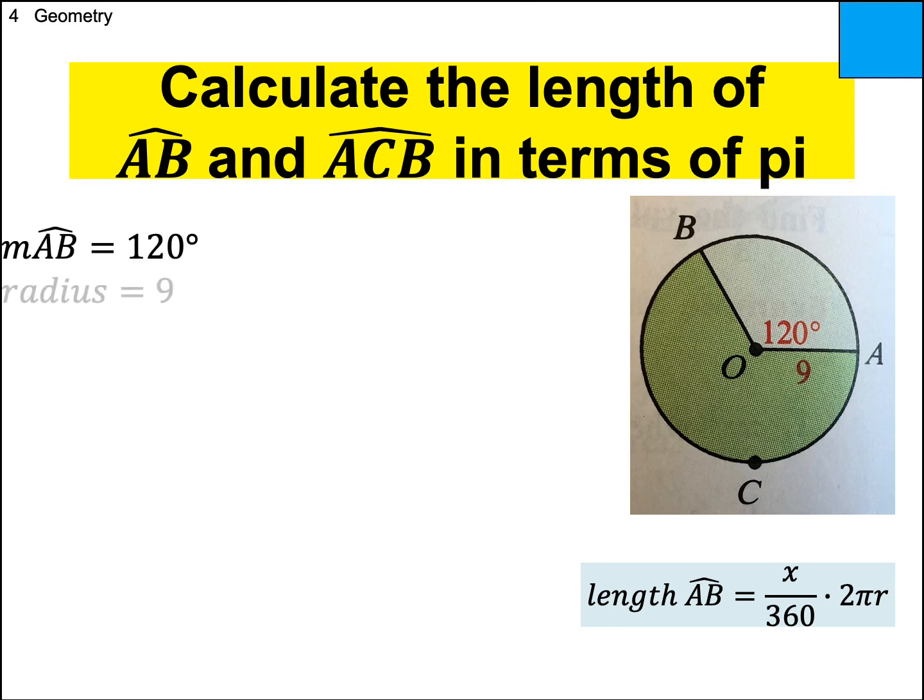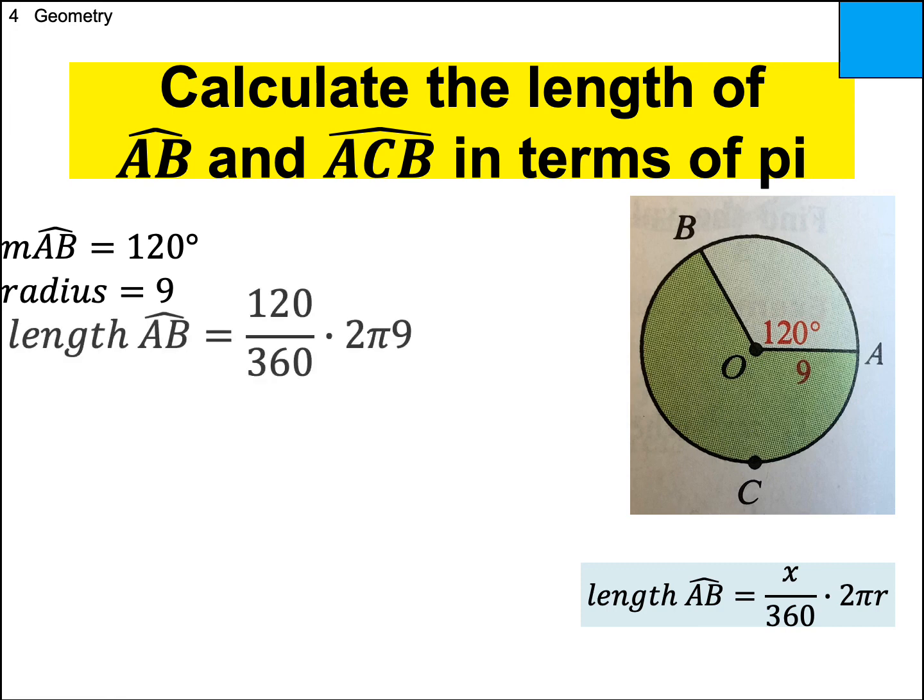The radius is 9. Therefore, we're just going to plug those two values into our formula. Once again, with a calculator, 120 times 2 times pi times 9, all divided by 360. I'm sorry, it says leave in terms of pi, so we're not multiplying by pi. So it's 120 times 2 times 9 divided by 360. And then tag on a pi, and we get 6 pi. Good? All right, how about for the major arc?